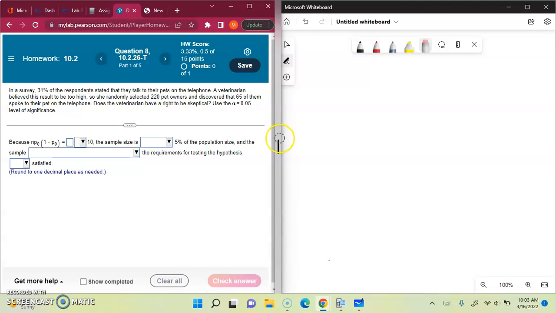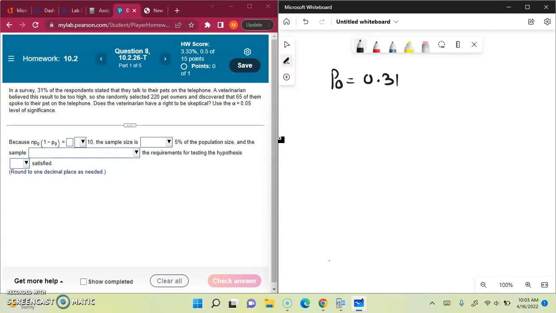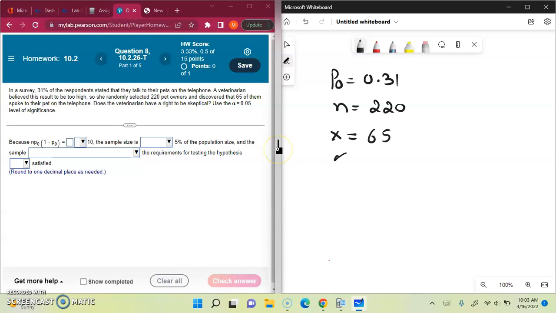So let's write down all our information. They are saying 31%, the original guess, so 0.31, and the sample taken by the vet was size 220, and out of those, X number with the characteristic was 65, and alpha is given to be 0.05.